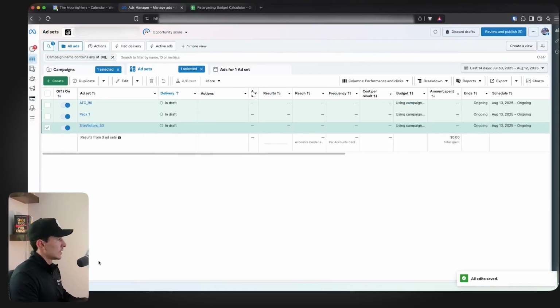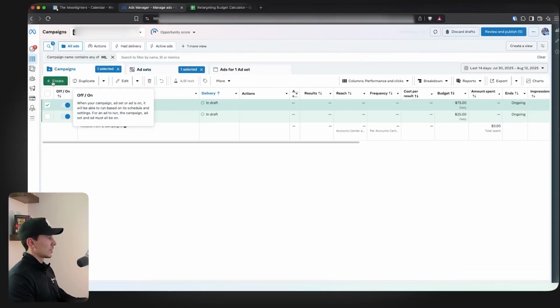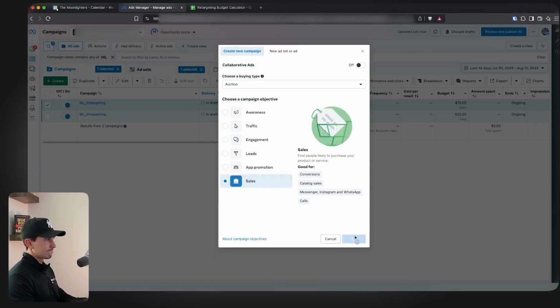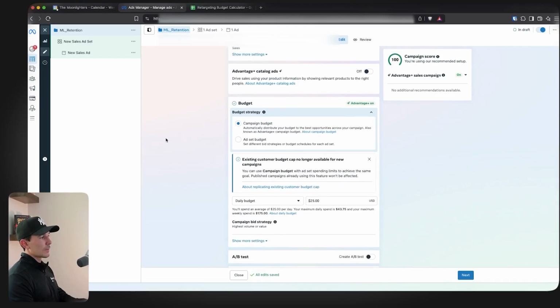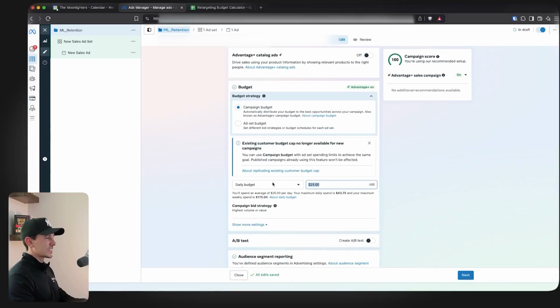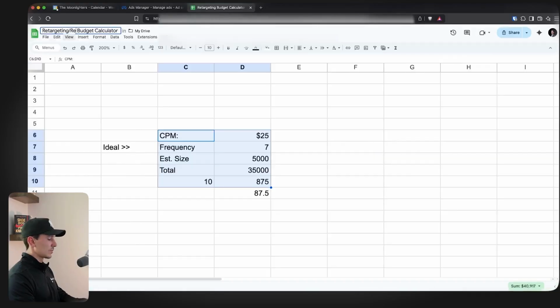So in our handy dandy ads manager, we're going to go ahead and create a new sales campaign. We're going to call this ML retention. You can call this existing customer if you want. I like to call it retention. In this campaign, we are going to set up campaign budget, but there's going to be a caveat for campaign budget versus ABO as well here. We're going to set this with the same CPM calculator we used in retargeting. I'm just going to rename this retargeting / retention budget calculator.